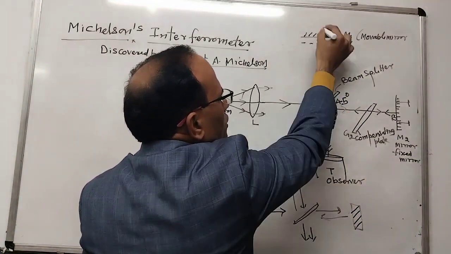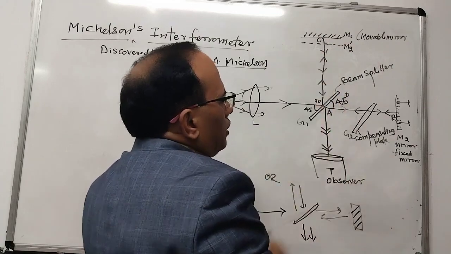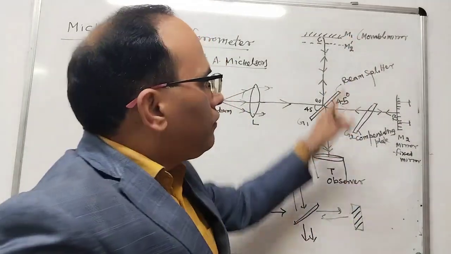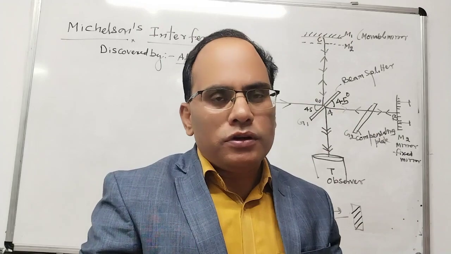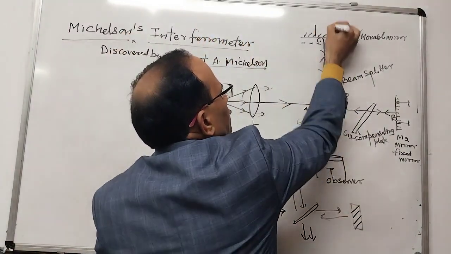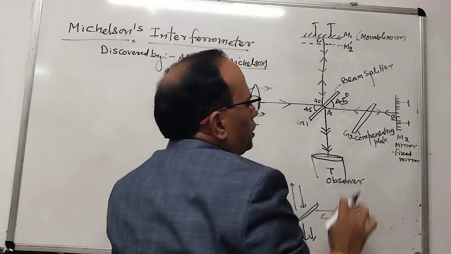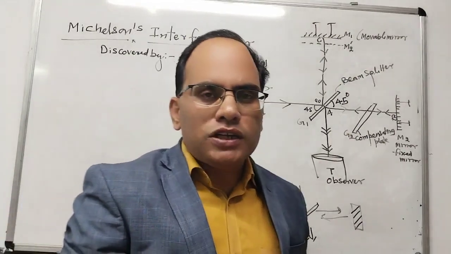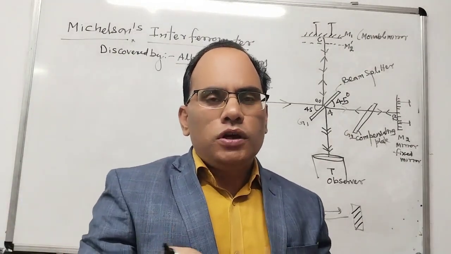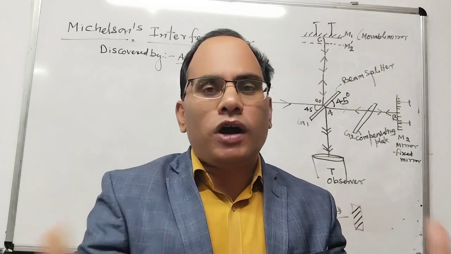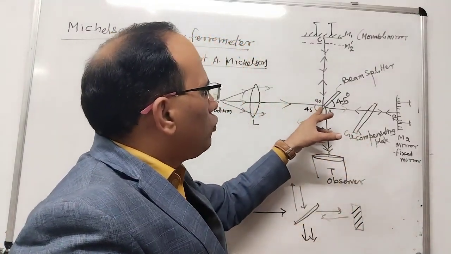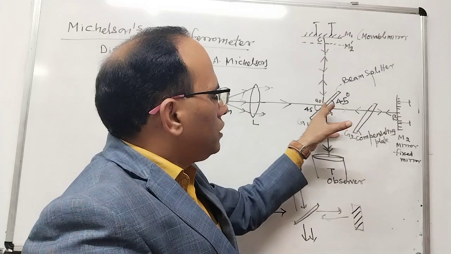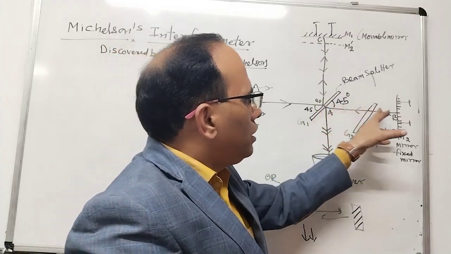This is 90 degree towards mirror M1, and there is another mirror M2. There are two mirrors, M1 and M2. The first mirror M1 is called the movable mirror, which can move through the screw, because screws are there on the back side, and the other is called the fixed mirror. So there are two glass plates, G1 and G2. G1 is a semi-silvered glass plate. The role of this glass plate is to divide the incident beam into two parts. The first part goes towards mirror M1, and the other part, the transmitted light, is deviated some part and goes towards mirror M2.